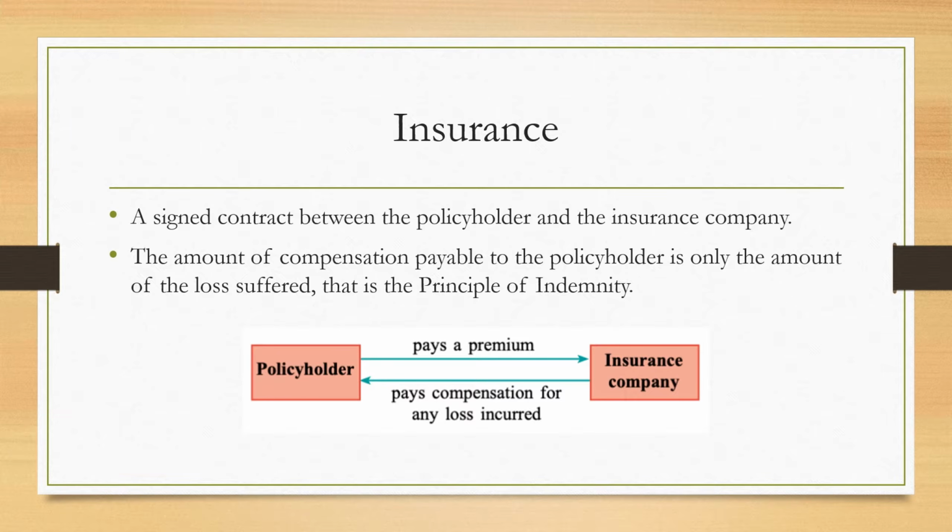Now on this image you can see that the policyholder will pay a particular premium set amount to the insurance company, and when the policyholder faces any sort of accident that may cause risk, that's the scenario where the insurance company pays the compensation for any of the loss incurred to the policyholder back. In other words, this means that insurance is a way to minimize the financial burden incurred to the policyholder.